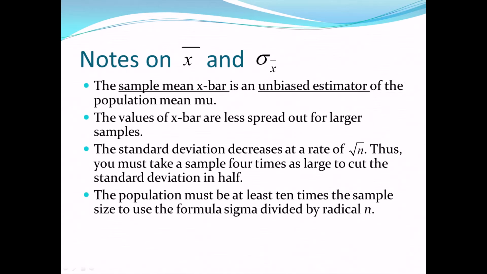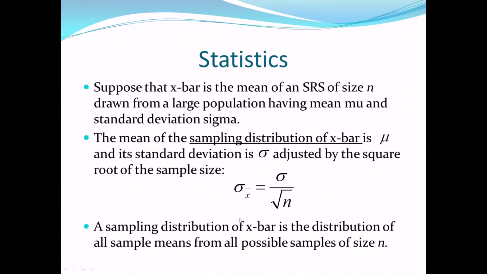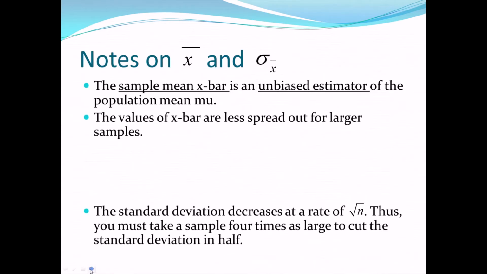This showed up yesterday. It was a little hard to fathom, but here we'll get a better handle on it. Your population must be at least 10 times the sample size to use the formula sigma divided by radical n. That's really this formula right here. So your population has to be substantially bigger than your sample size. Your sample size can be relatively big. Your population just has to be at least 10 times as big. If it's not, then the relationship that allows you to develop the standard deviation of your sampling distribution all breaks down.